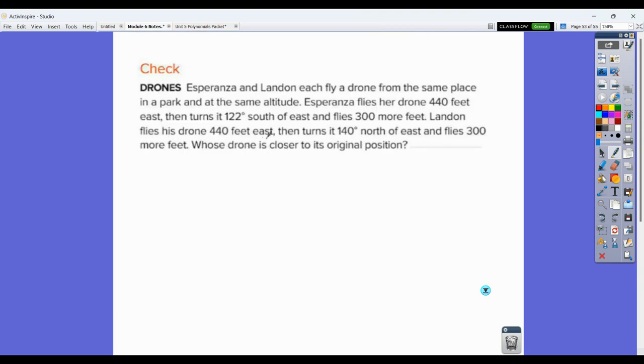Okay. So for the check, Esperanza and Landon each fly a drone from the same place in a park and at the same altitude. So we've got a place here. Esperanza flies her drone 440 feet east. So we have 440 feet east, which is right, then turns at 120 degrees south of east. So south of east, from this point here, east would be this way. South of east would be this way. So we're going to go, I'm trying to picture this, 122 degrees this way, okay, and flies 300 more meters.